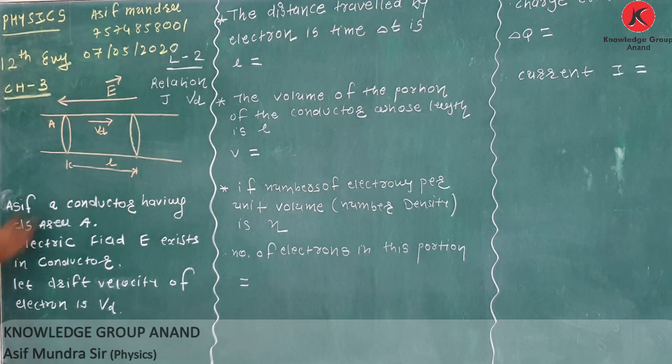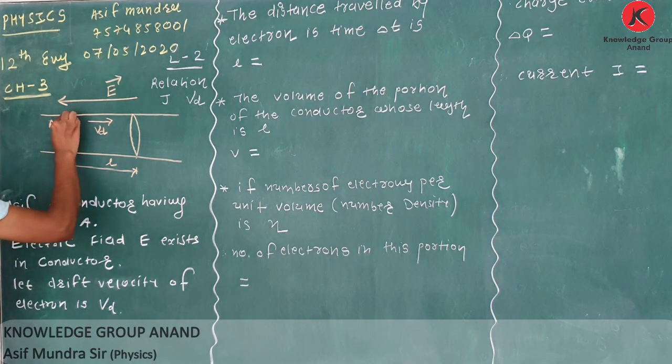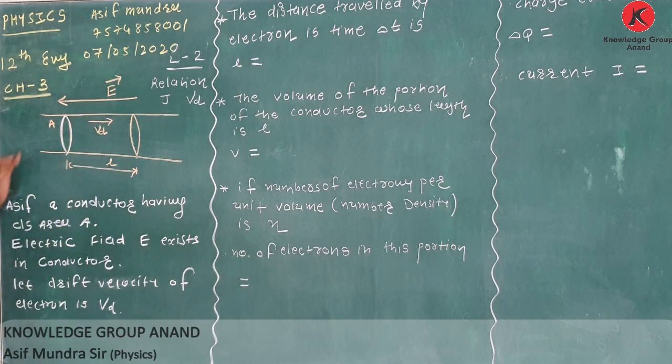Okay, see, we have one conductor of cross sectional area A. This conductor is connected with battery, so obviously electric field is created in conductor. As shown in figure, a conductor having cross sectional area A, electric field E exists in this conductor, and also assuming that drift velocity of electron is Vd. Now suppose I am assuming electrons are moving from this cross sectional area. Electrons are moving due to drift velocity in this direction.